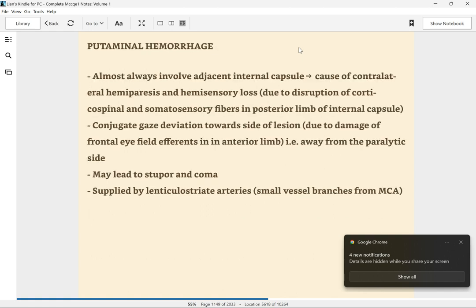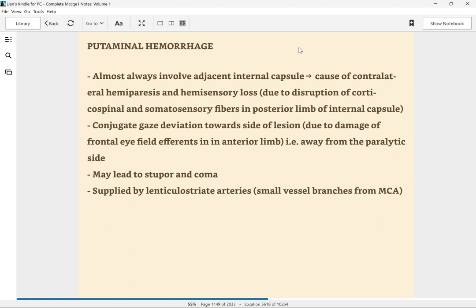Chronic HTN leads to Charcot-Bouchard aneurysm, then rupture. Putaminal hemorrhage almost always involves the adjacent internal capsule, causing contralateral hemiparesis and hemisensory loss due to disruption of corticospinal and somatosensory fibers in the posterior limb of the internal capsule. Conjugate gaze deviation is towards the side of the lesion, due to damage of frontal eye field efferents in the anterior limb, i.e. away from the paralytic side. It may lead to stupor and coma. It is supplied by lenticulostriate arteries, small vessel branches from the MCA.